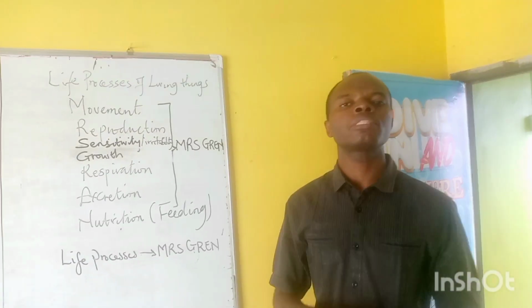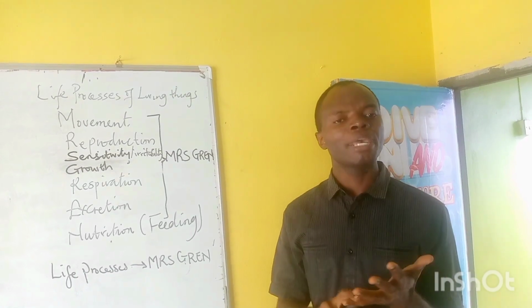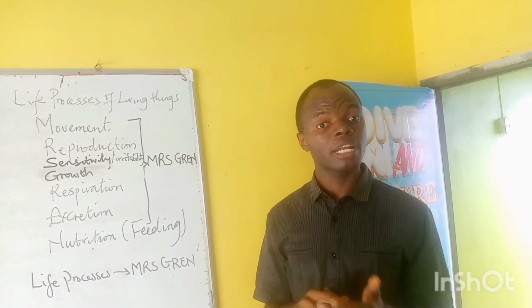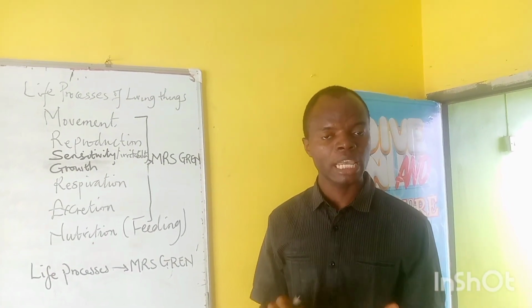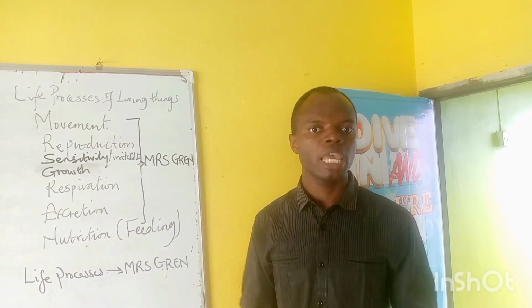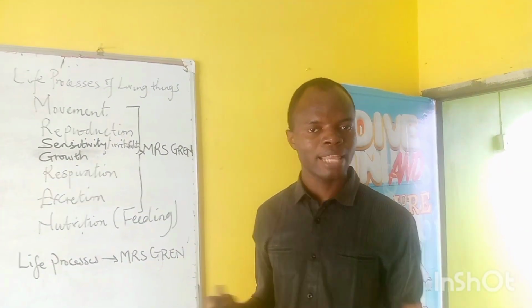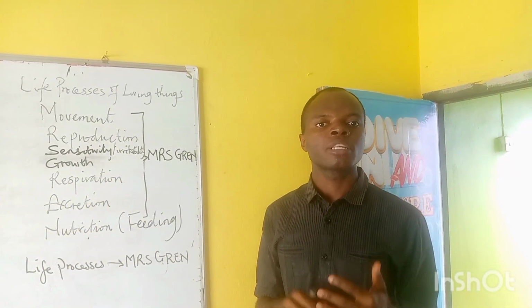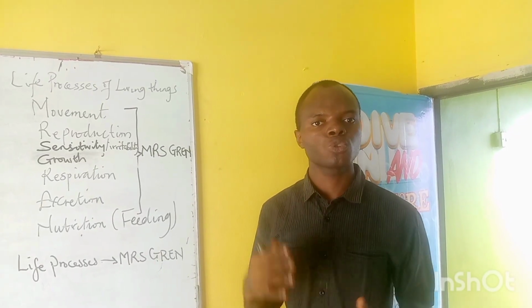Growth. Living things must grow. There should be an increase in size, such as an increase in body mass, or an increase in length or width. That's growth. Animals grow. Plants also grow.